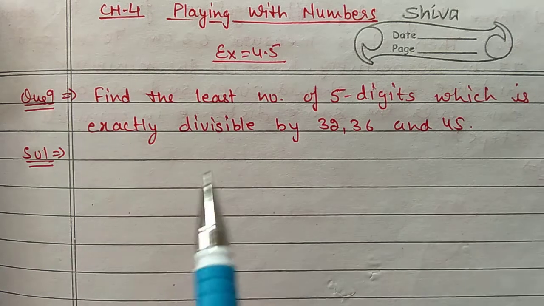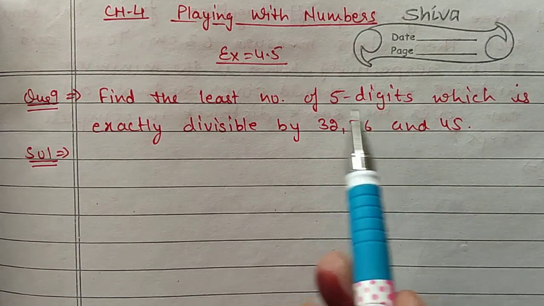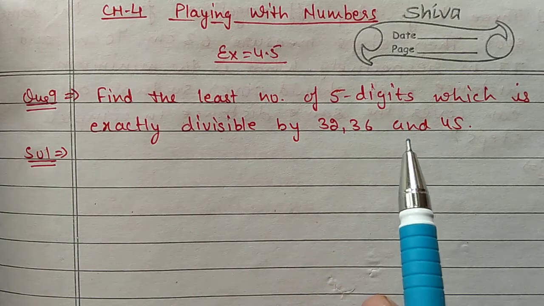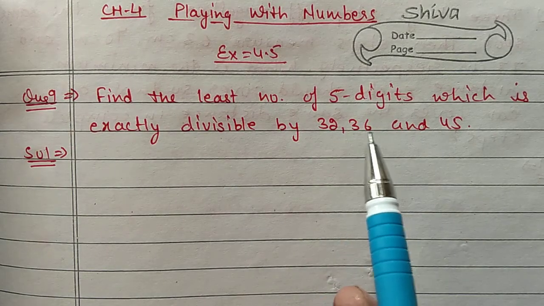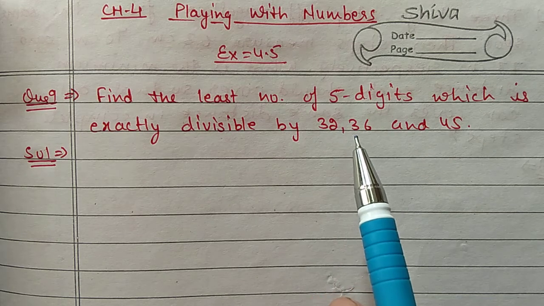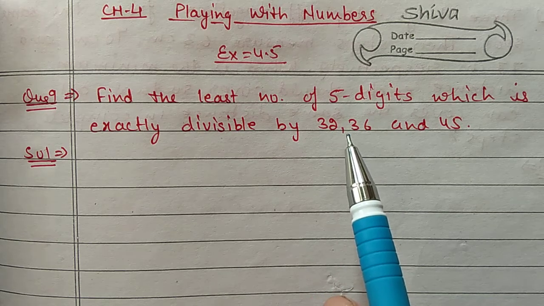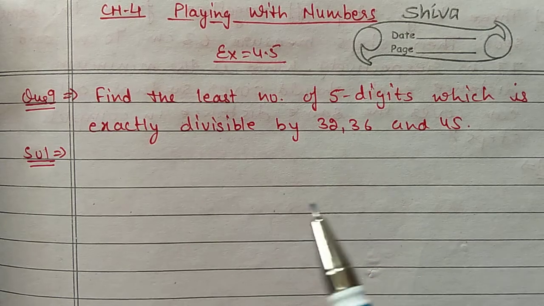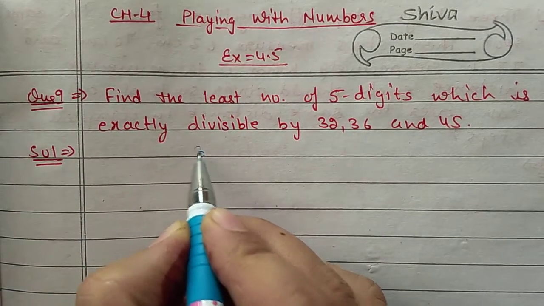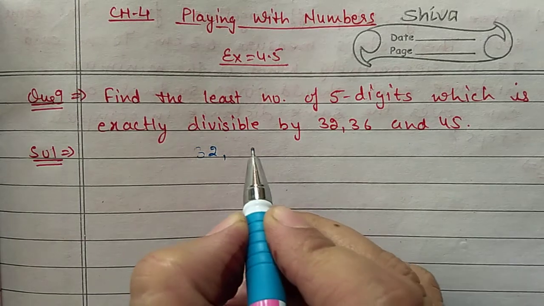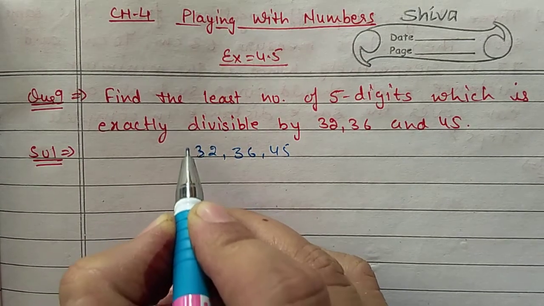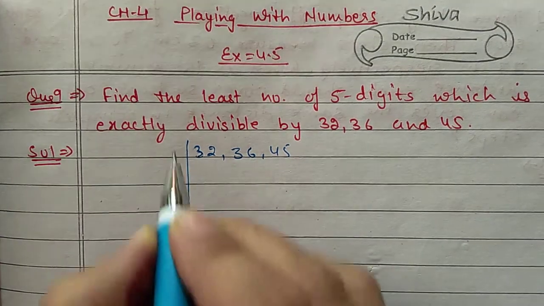Question 9 is: find the least number of 5 digits which is exactly divisible by 32, 36 and 45. First we will find the LCM of 32, 36 and 45, and then we will check which is the least 5 digit number that comes in that table. So we will take 32, 36 and 45. Any method we can follow to find the LCM here.